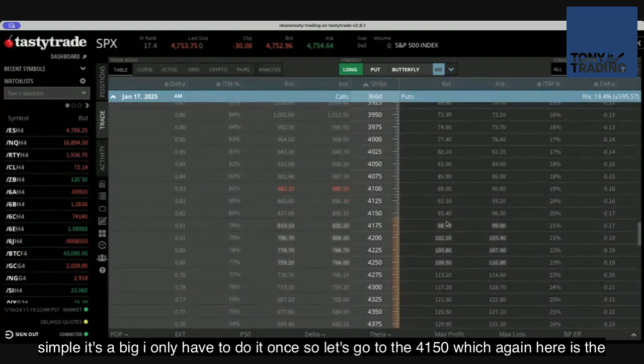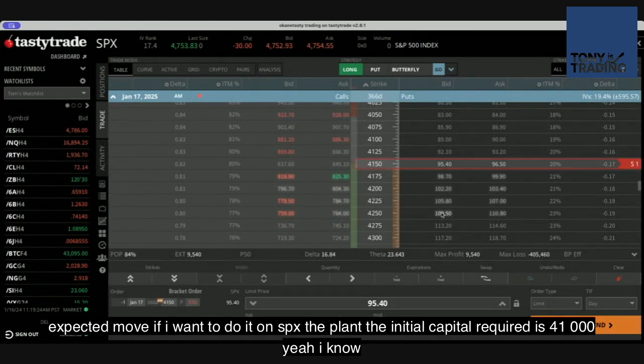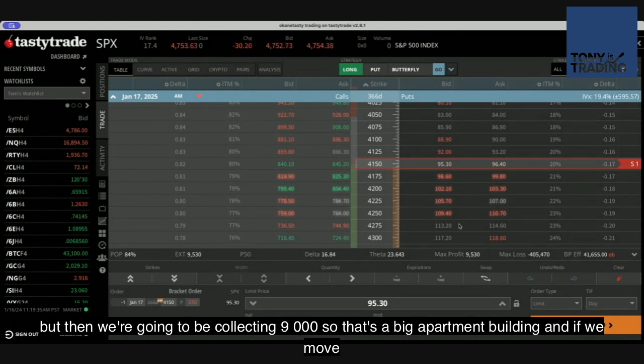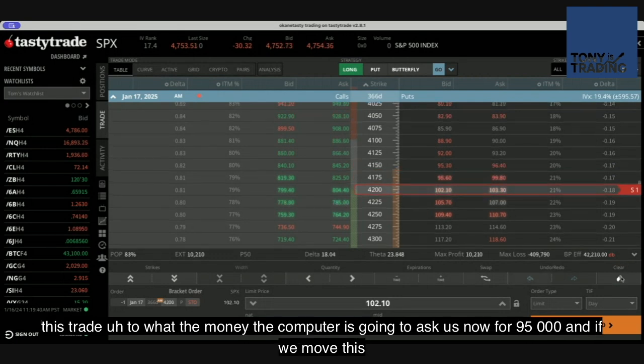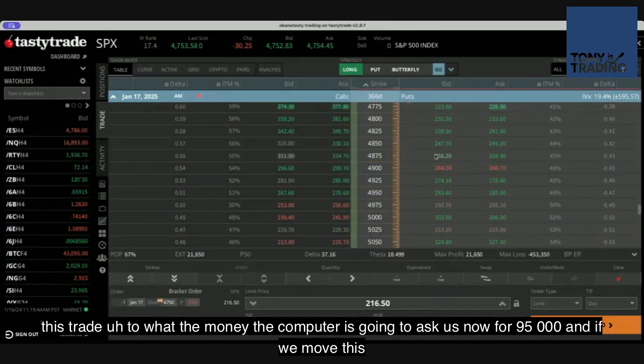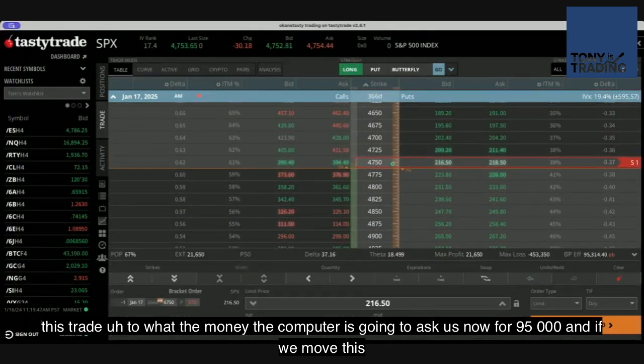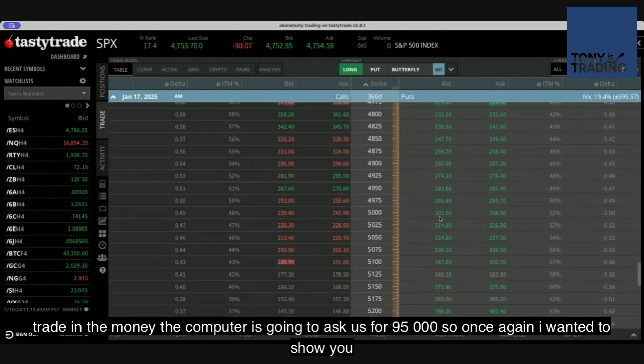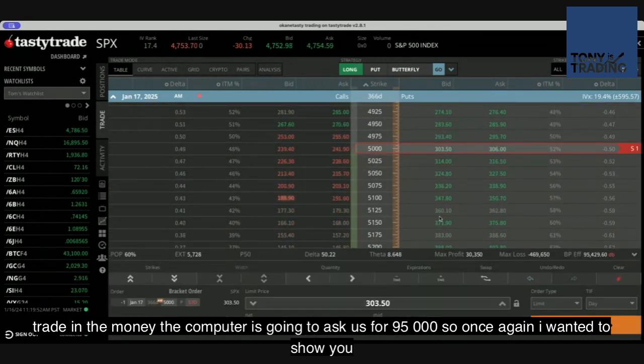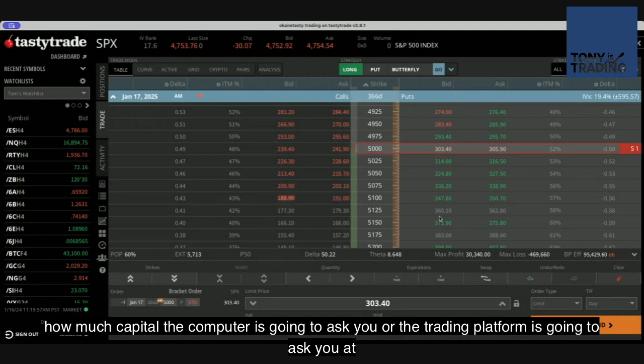So let's go to the 4150, which again, here is the expected move. If I want to do it on SPX, the initial capital required is $41,000. Yeah, I know. But then we're going to be collecting $9,000. So that's a big apartment building. And if we move this trade to at the money, the computer is going to ask us now for $95,000. And if we move this trade in the money, the computer is going to ask us for $95,000. So once again, I wanted to show you how much capital the trading platform is going to ask you at different price levels.